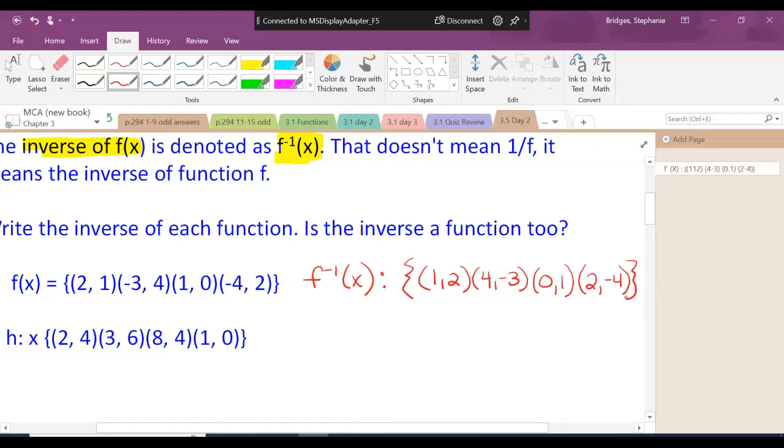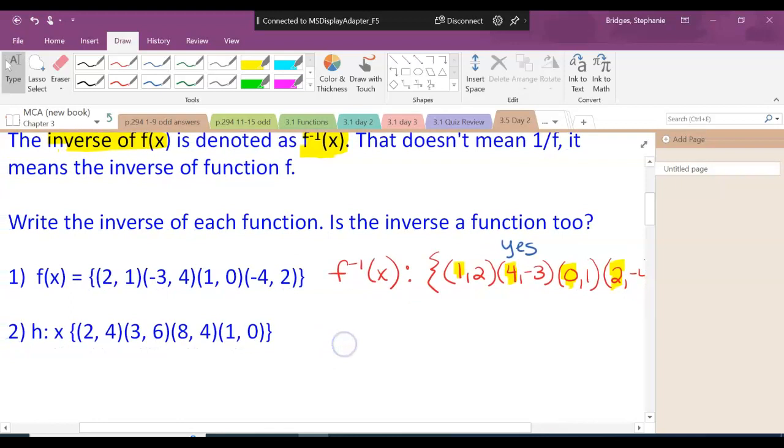So then it asks, is that a function? My new x values used to be the what? The y values. You remember yesterday when we talked about deciding if it was 1 to 1, we always looked at the y values to determine. That's before we switched them, right? So if I look at all my new domain values, that used to be my y values, 1, 4, 0, 2. Is that a function? Yes.